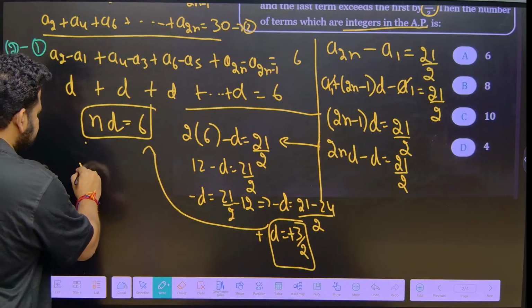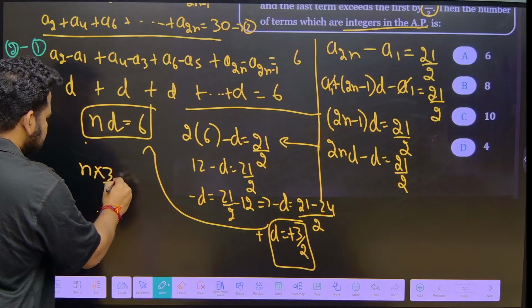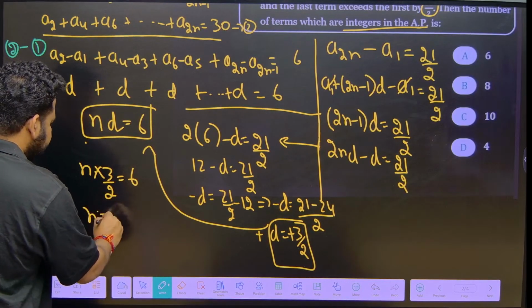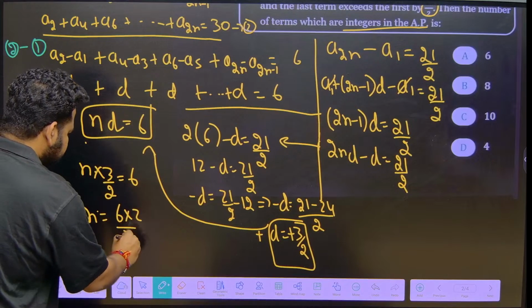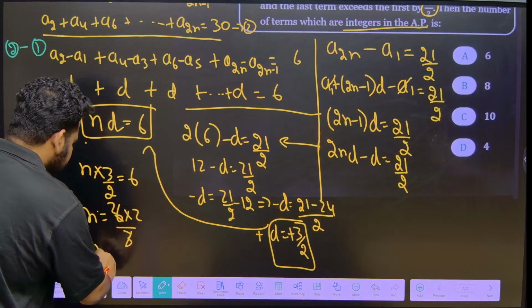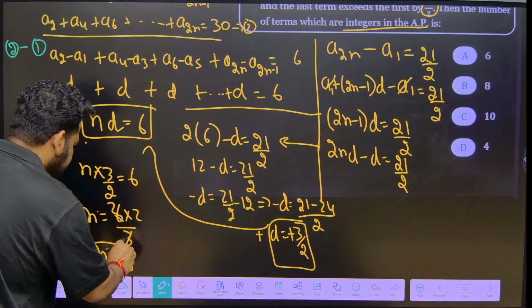So this will be n into 3 by 2 is equal to 6. So n will be equal to 6 into 2 by 3. 3 ones are 3, 3 twos are 6. So n is equal to 4. So we got n is equal to 4.